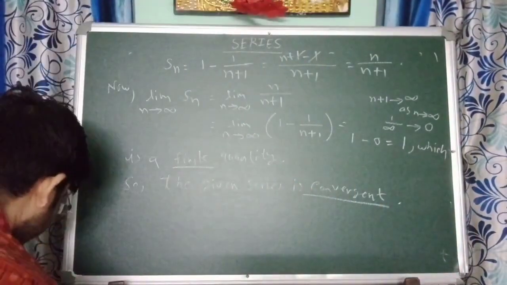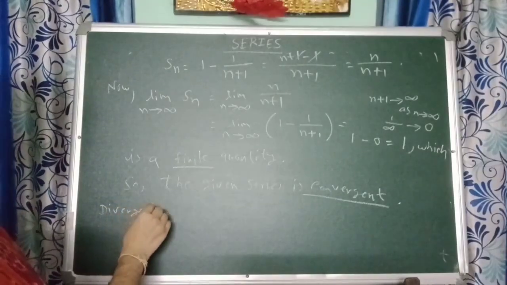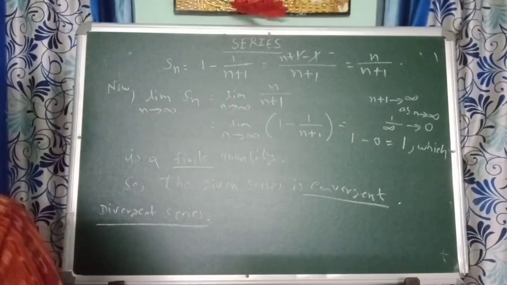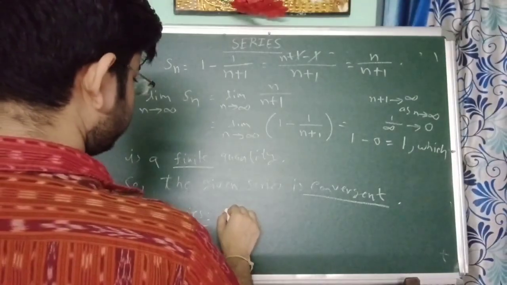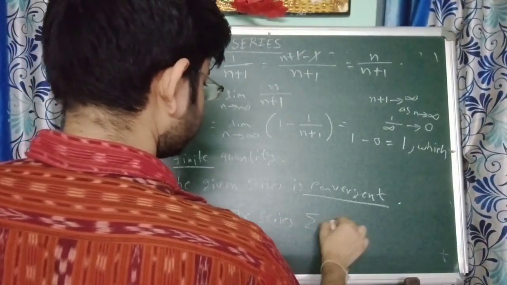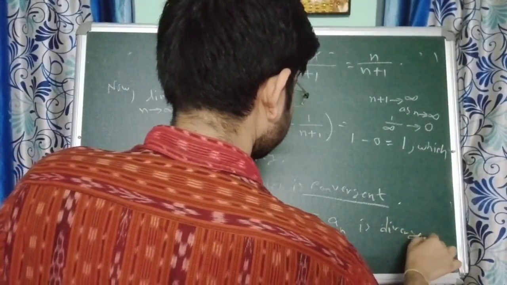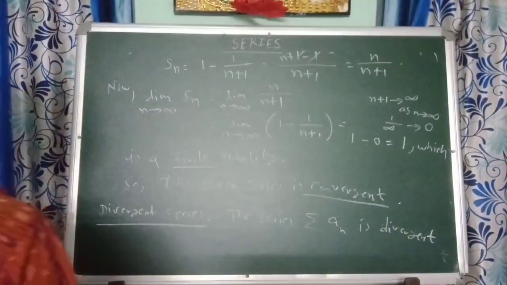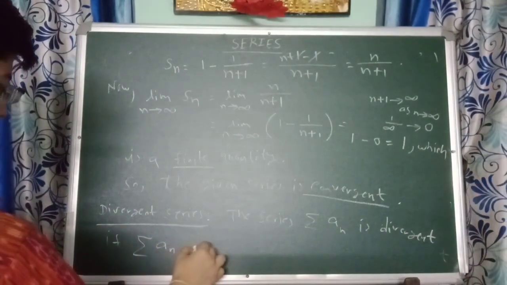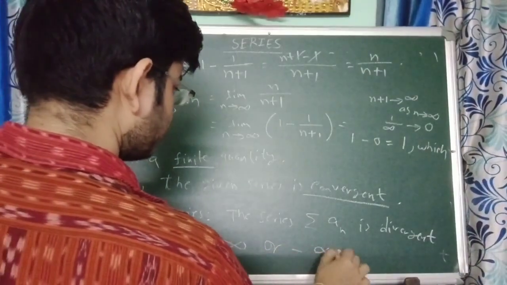Next we define the divergent series. Divergent series: the series summation an is divergent if the limit of the partial sum Sn is either plus infinity or minus infinity.